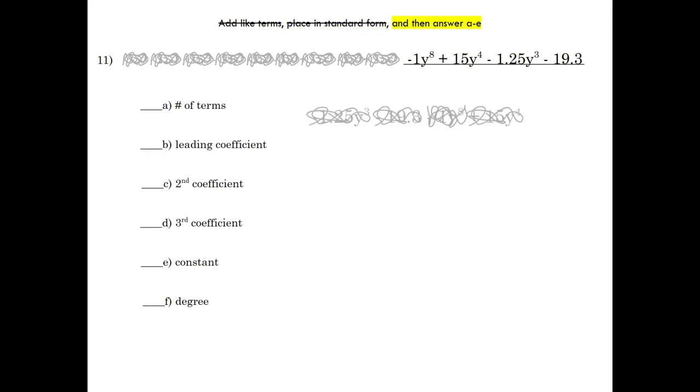The number of terms, there are 4 terms altogether. The leading coefficient is the number in front of the first term, that is a negative 1. The second coefficient is the number in front of the second term, that is a positive 15. The third coefficient is the number in front of the third term, that's a negative 1.25, or a negative 5/4. And the constant is the term without any variables, and that is negative 19.3. The degree is the highest exponent, which is an 8. That is how you do this question section.